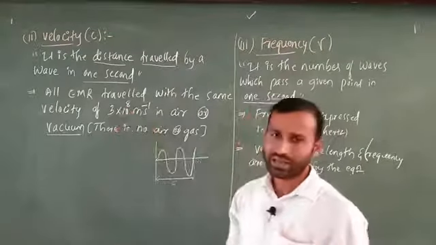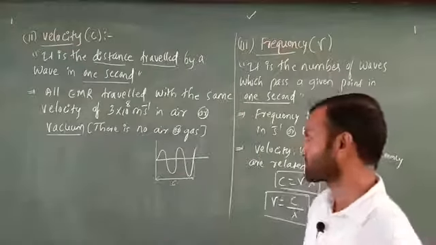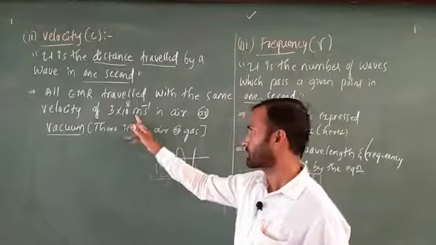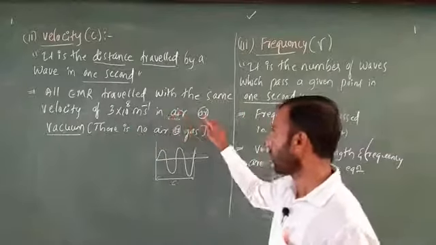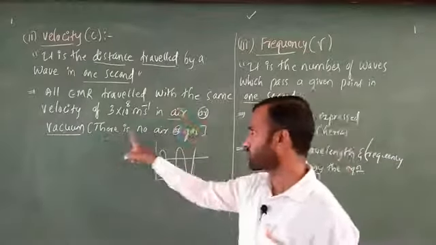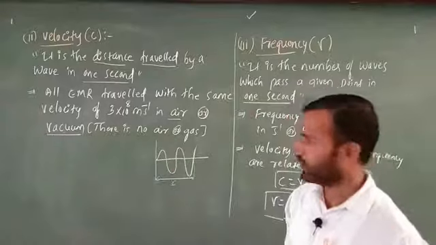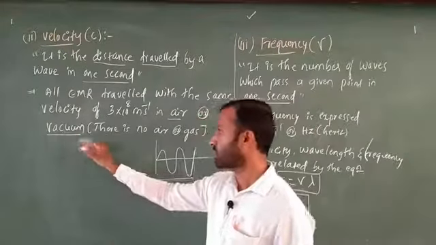All electromagnetic light is also measured in what? Meter per second only: 3 into 10 to the power of 8 meter per second in air or vacuum. Vacuum means what? There is no air or gas.